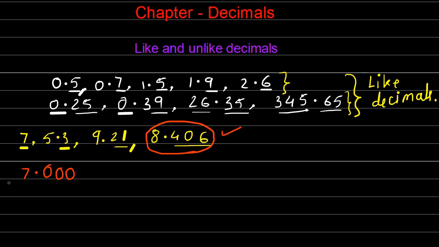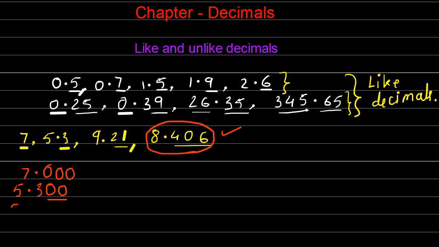7.000 means 7 itself. Then 5.3 has only one decimal place, and we need to add 2 more. So we can do this. When we place 0 on the right hand side of the decimal places, it does not change the value of that number. So even though I wrote here 5.300, it still means 5.3. So when you place 0 on the right hand side in decimal places, it does not change its value. You can place as many as you need, as many as is your requirement.